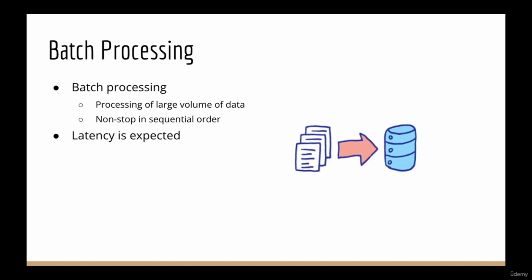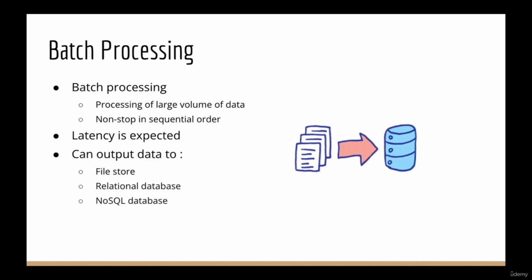In real life, some batch processes may take minutes, some others may take hours or even days to process large amounts of data. A batch process can output data to many types of storage, for example, a file store such as text files, a relational database such as SQL Server, or a NoSQL database such as MongoDB.